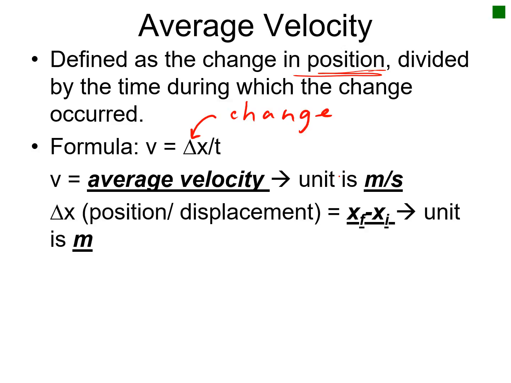Change in position or displacement. Remember, position and displacement kind of mean they are synonyms, so they mean the same thing. So final position minus starting position is how you find the change in position. That unit is typically meters. And then, of course, t stands for time, and that unit is seconds.